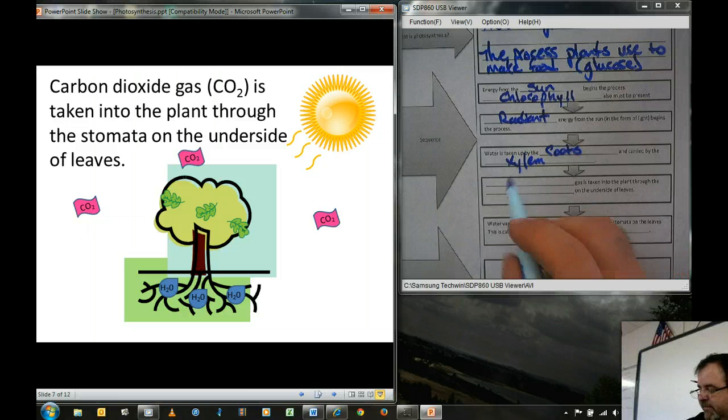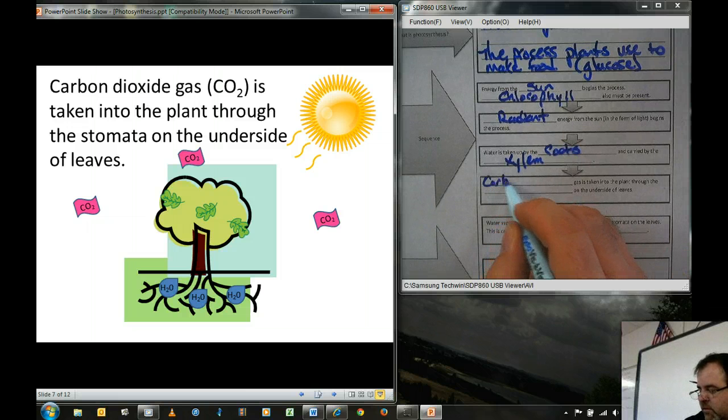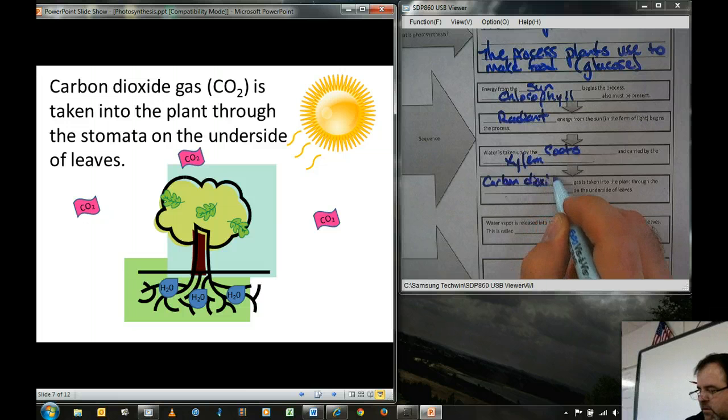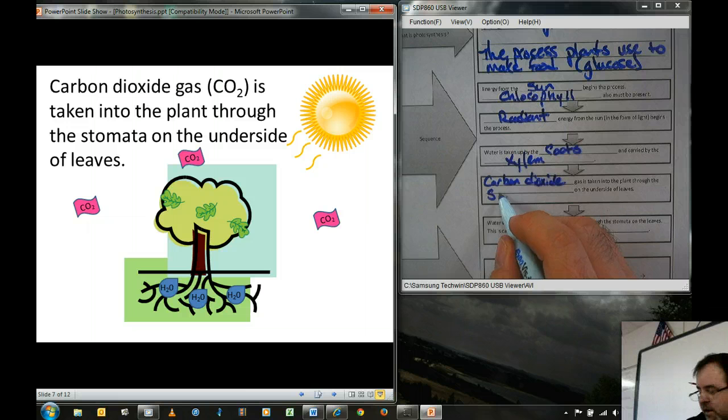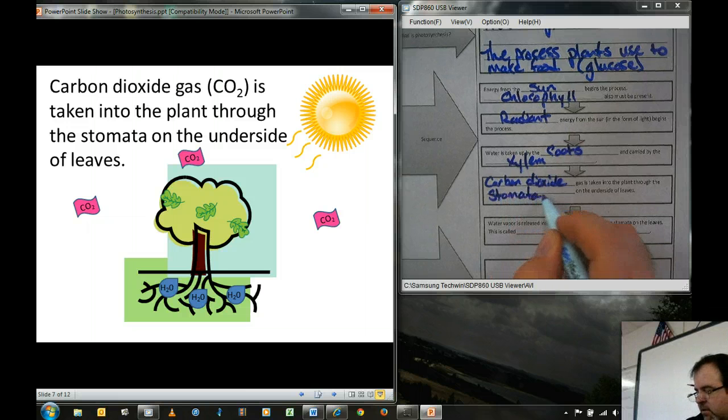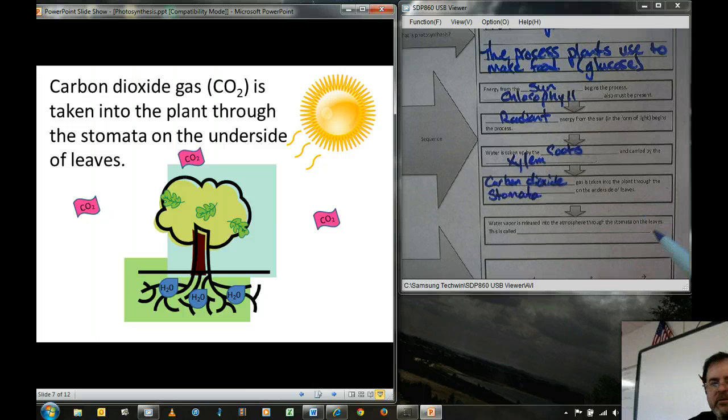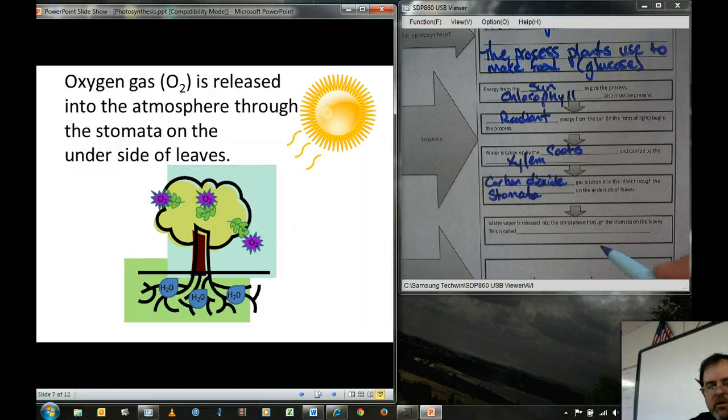Carbon dioxide gas is taken into the plant through the underside of the leaves through openings called stomas or stomata. And you'll get a chance to see those. The CO2, once it goes into the leaf, starts the process, and water comes up as well. It also releases the oxygen back out through the stomas. So water vapor is released into the atmosphere as well.